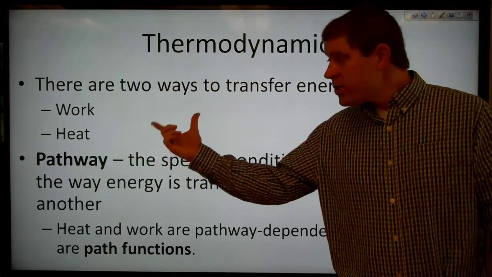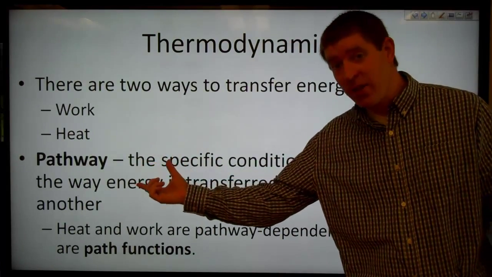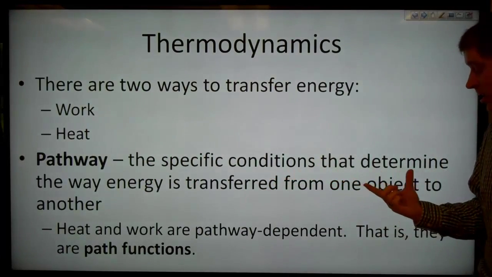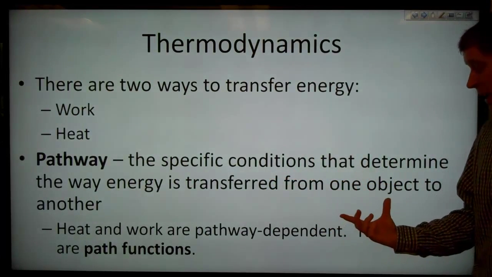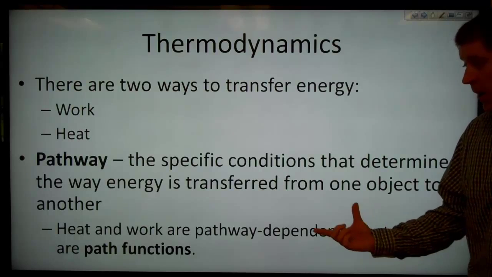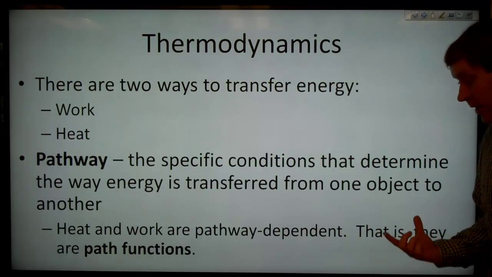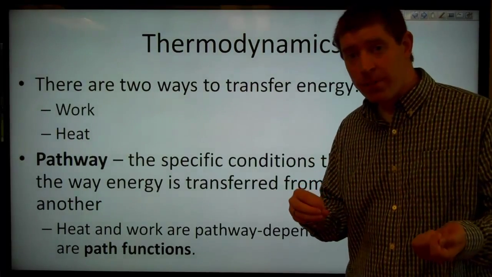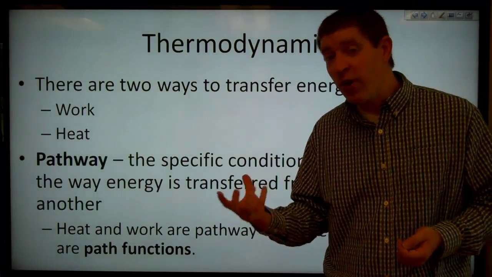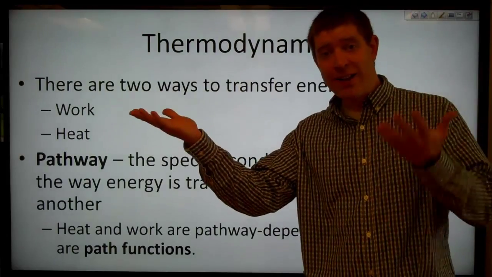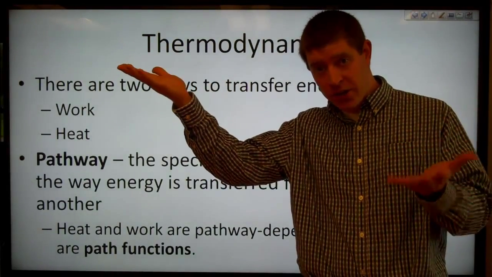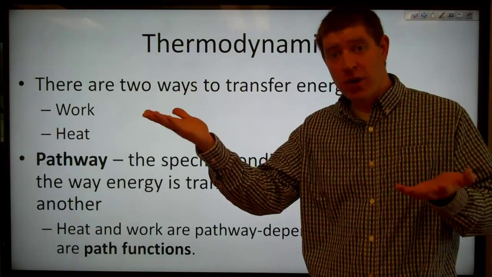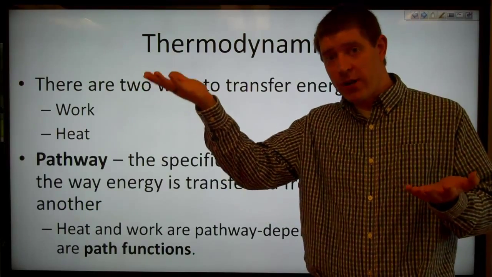So these two, heat and work, depend on the pathway, the way that we get from one place to another. So the pathway is the specific conditions that determine the way that energy is transferred from one object to another. So heat and work are pathway dependent. That is, they are path functions. They depend on how we get from one place to another. This is as opposed to, say, state functions, which only depend on the initial and final state. It doesn't matter how we get from here to there. So the total amount of energy transferred is a state function. It doesn't matter how we transfer that energy from here to there.